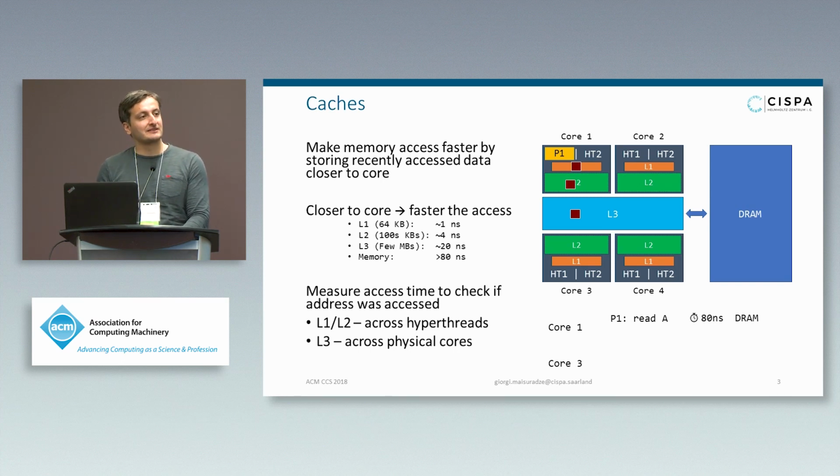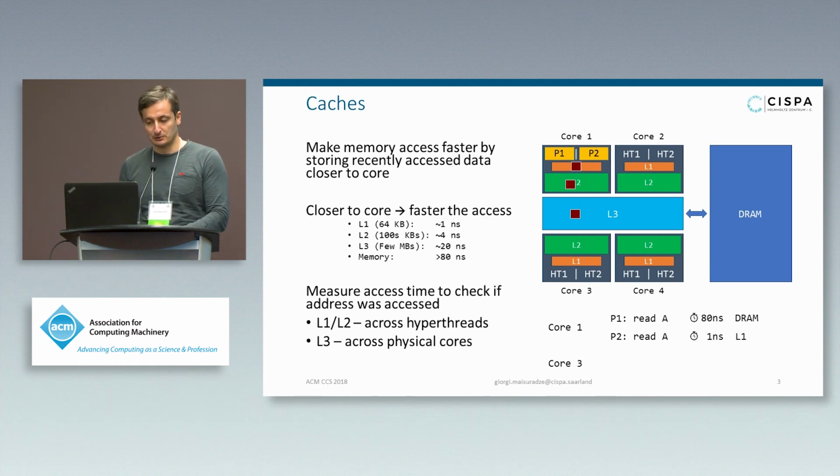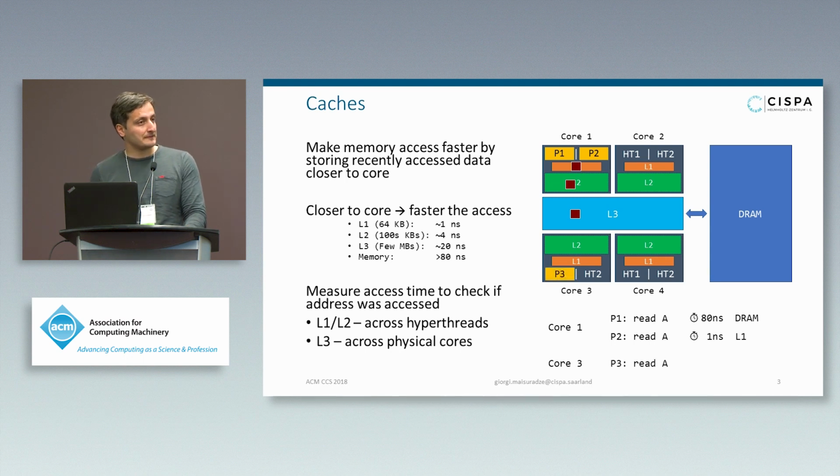But the problem here is that caches are also shared across different processes. If we now have process 2 accessing the same data, L1 will happily forward the data to P2. This means that this process can measure the time it takes to get the data, and will realize that some other process on the same core has accessed the same data recently. The same thing can happen across different cores. For example, if we have a third process, P3, on core 3, and it accesses the same data, the data can be fetched from a shared last level cache instead of going to memory.